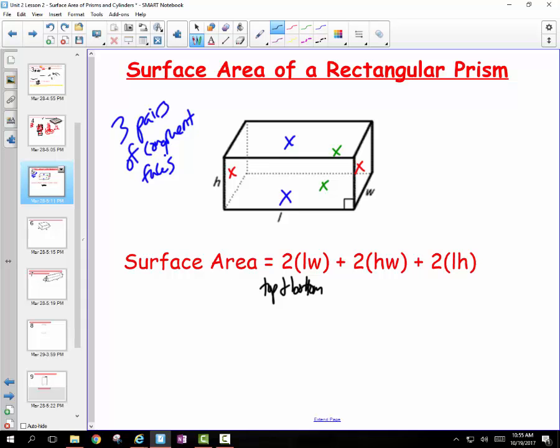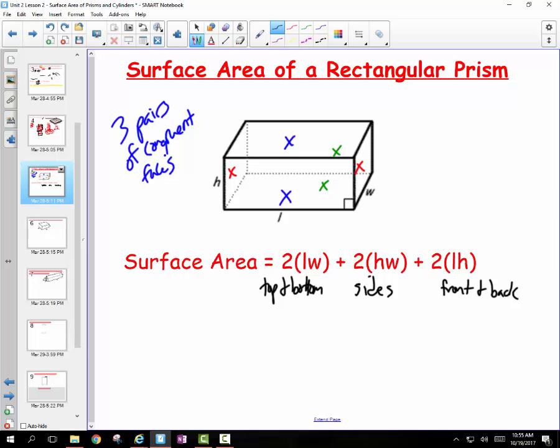For the height and the width, you're thinking about the sides up there. The height and the width would be the area of the sides, so I'd have both sides here when I double it. And then, of course, the length and the height would be like the front and the back. And so this formula is a way to do kind of a shortcut method to find the surface area of any rectangular prism.